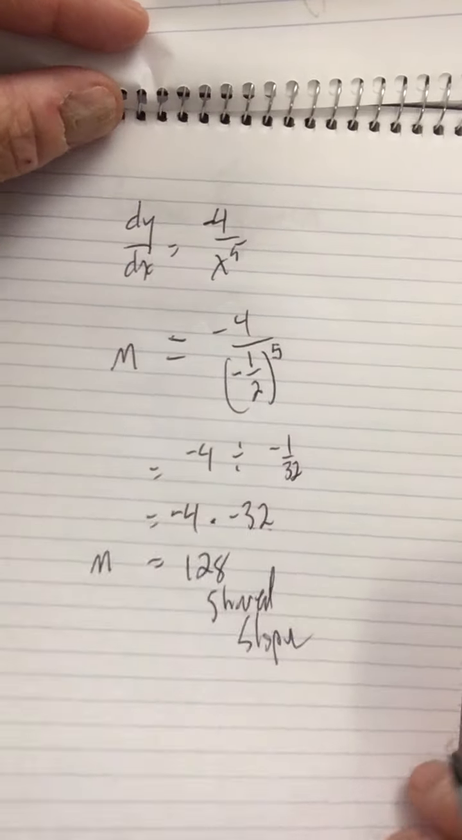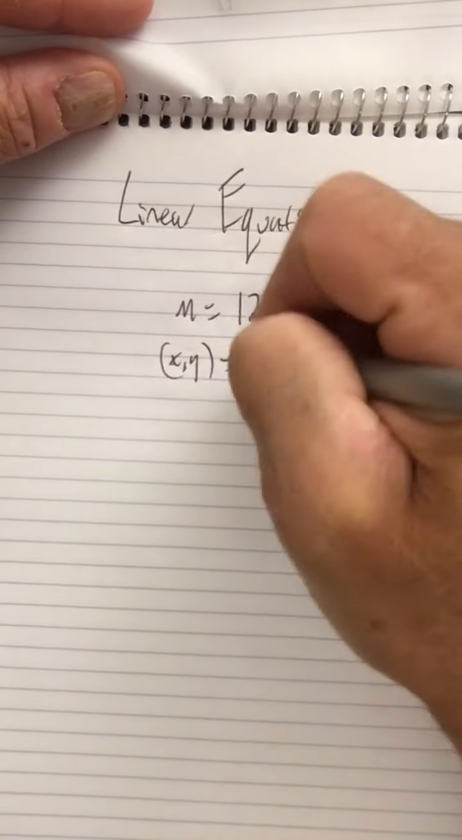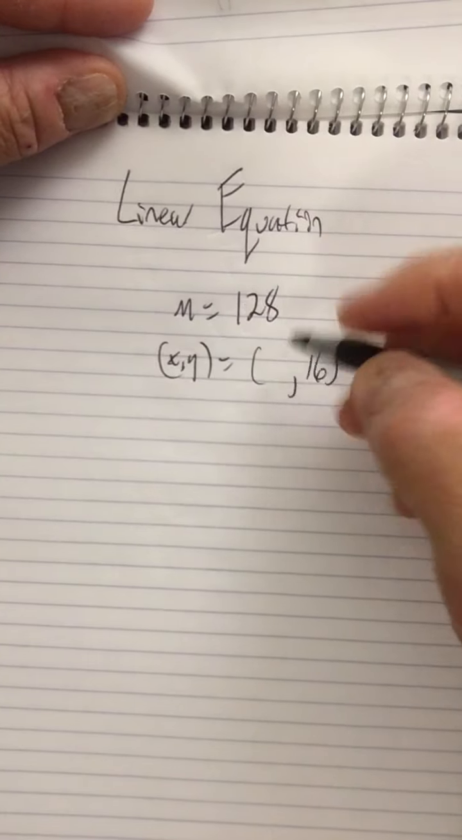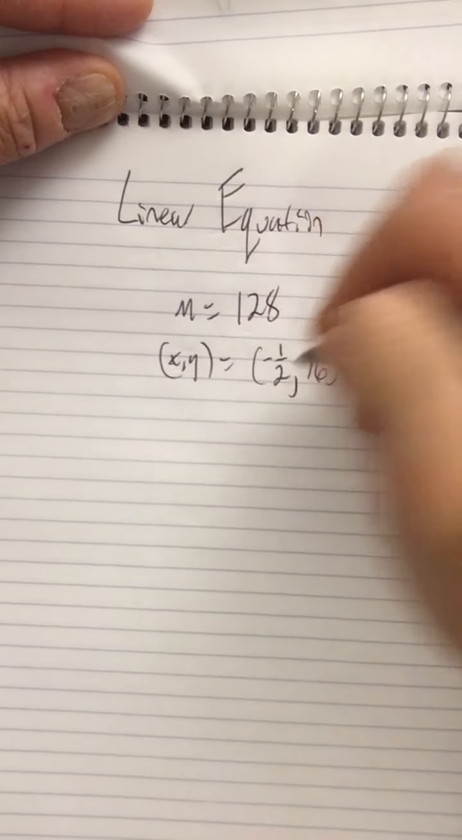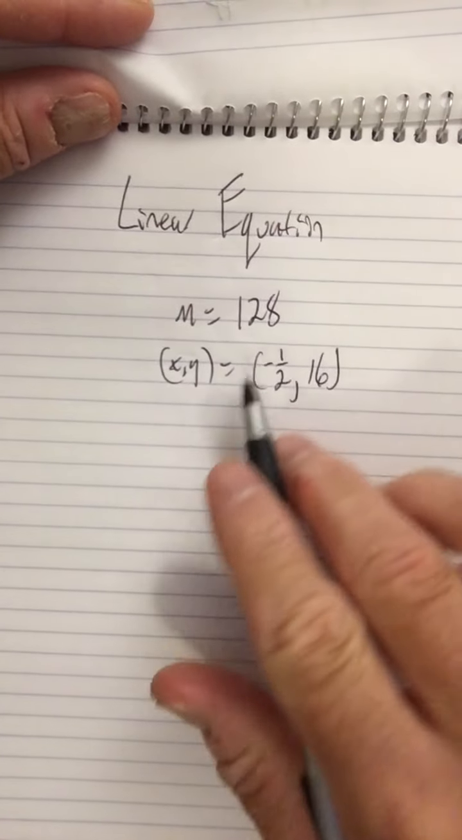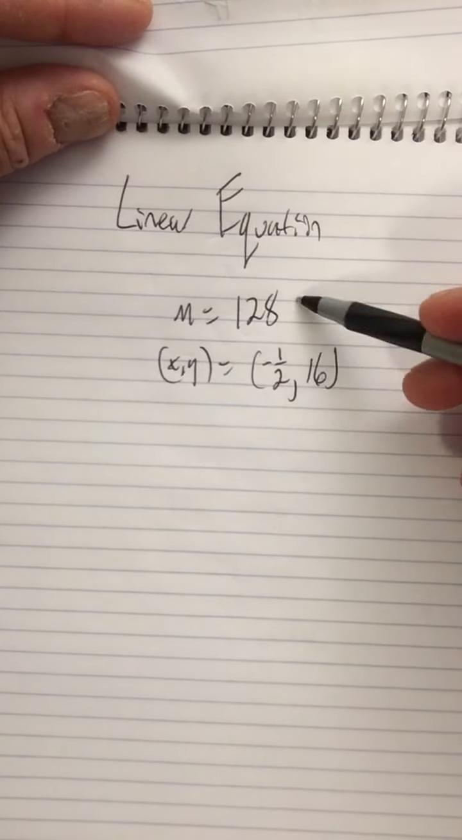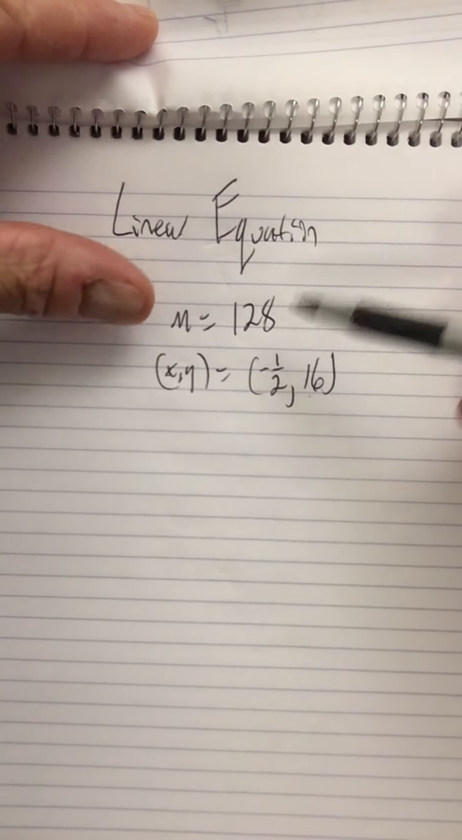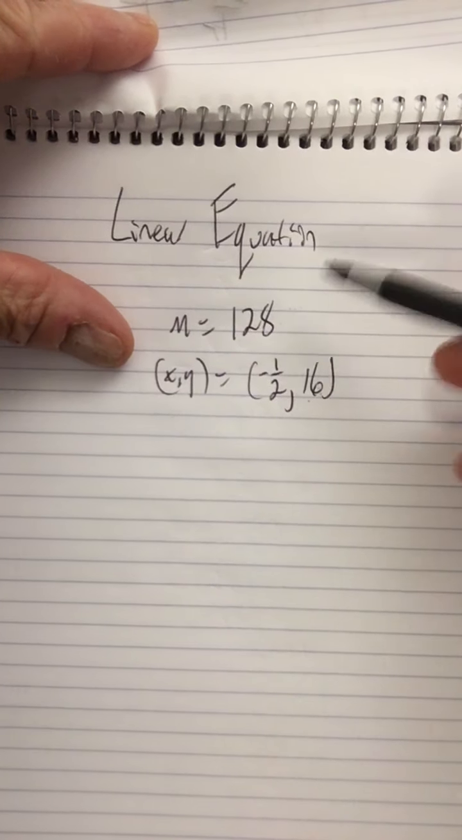Okay, so now we need the linear equation. So the linear equation, let's write down what we have. We have the slope is 128. We have an xy point that is, we were given the y value of 16 and we found two x values, and I'm doing the one where it's negative x, okay? And we want the equation of the line that has these two characteristics. That's what we're looking for. It shares the slope with the curve. It shares a point with the curve.